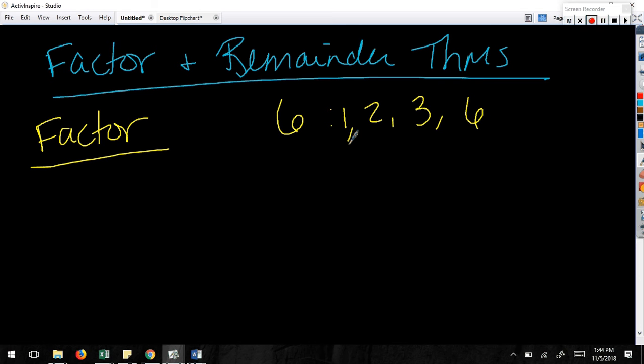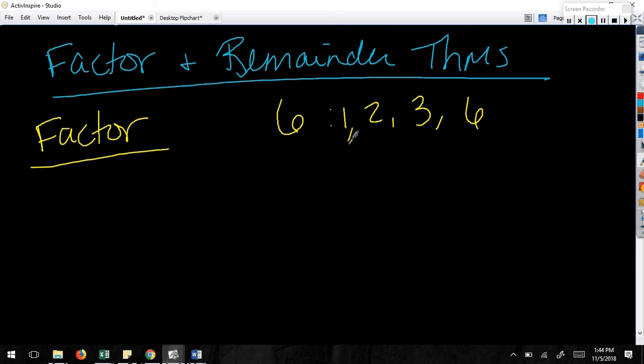Not multiples. Multiples would be 6, 12. They multiply together to get 6. Okay, you can multiply factors together to get 6. Tell it to me another way. They can multiply, not necessarily, maybe add, but not every time, but they do multiply together. What else? Tell me what happens.